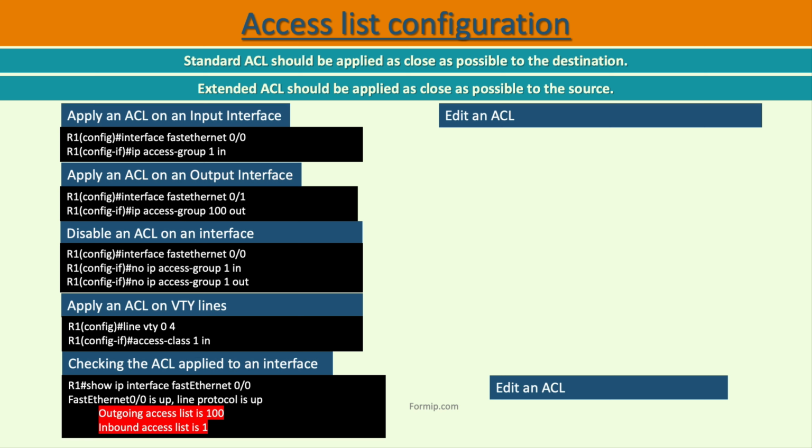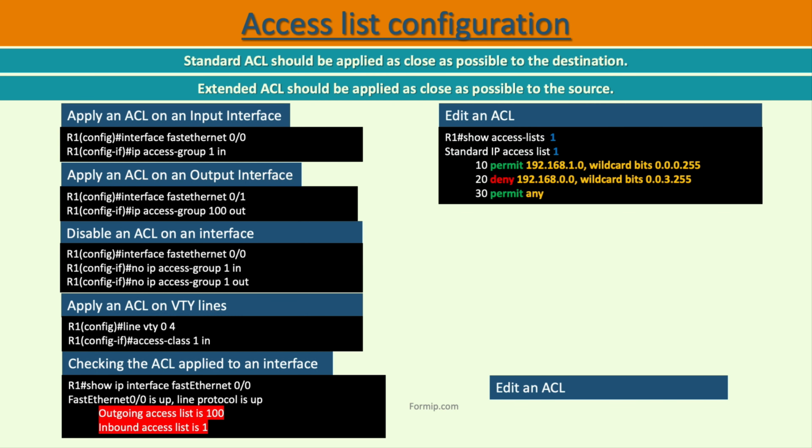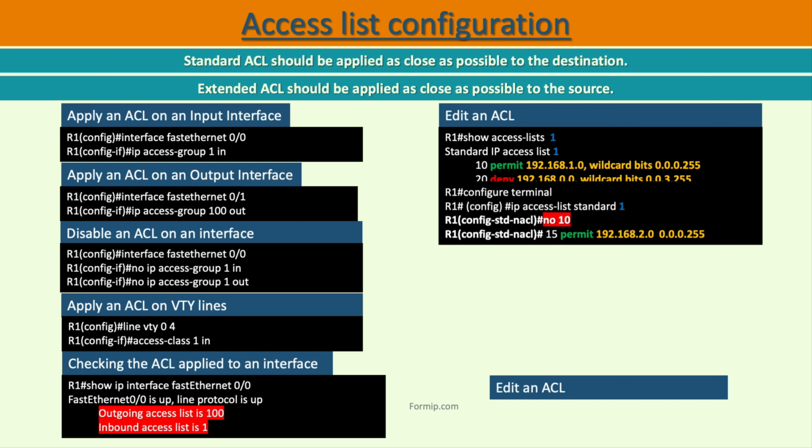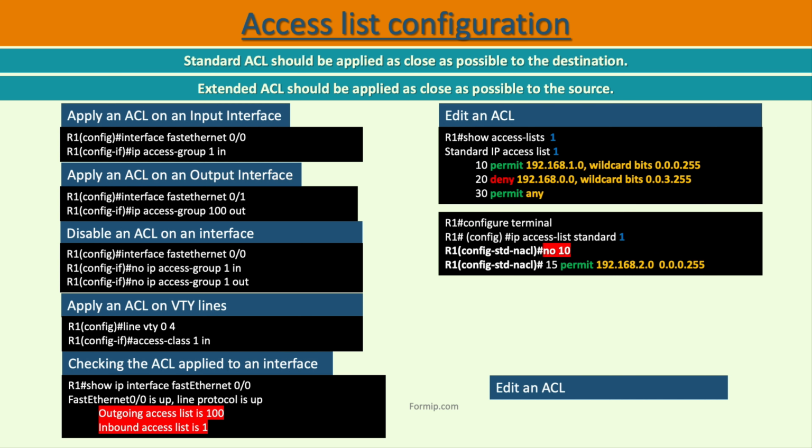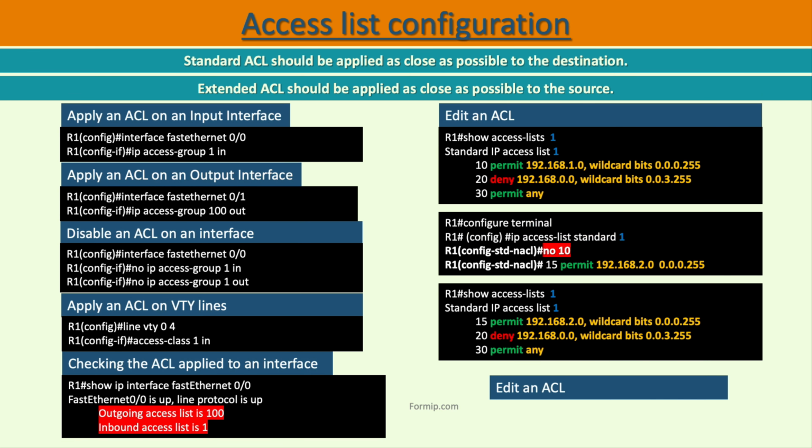Now, let's see how to edit an ACL. We have our ACL 1, which allows the 192.168.1.0 network. We would like it to be the 2.0 network. In this case, we first remove the entry with the sequence number 10 and add our rule with the sequence number 15. If we do a show access-lists again, we can see that the change has been taken into account.